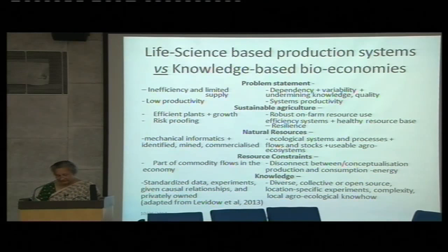So this is just an illustration of the alternatives to a life science-based production systems approach or a knowledge-based bioeconomics approach. There are alternatives, and they are living right now. Whether it's the Timbuktu Collective or the Via Campesina or any of these, there are many alternatives in agriculture, the Sun Commune in China. There are many examples showing us how the problem statements, the resource constraints, and the kind of knowledge have a different institutional makeup, that is, different rules and norms that govern their existence and the ways in which they relate to markets as consumers.